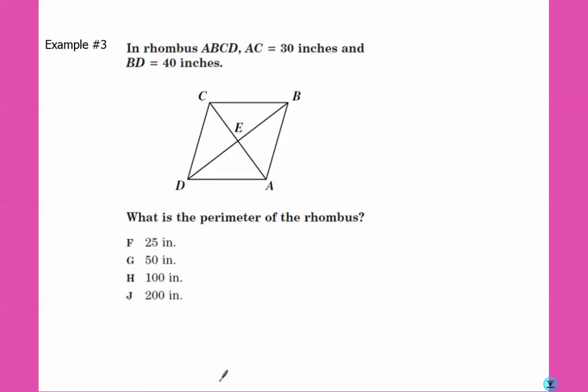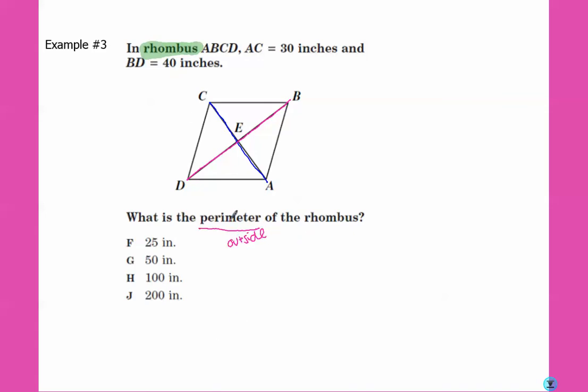And a rhombus, so that tells us which shape we're dealing with. AC, so this diagonal, equals 30. And BD equals 40. What is the perimeter? So that's the outside.